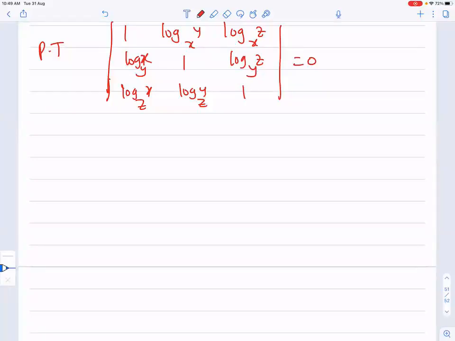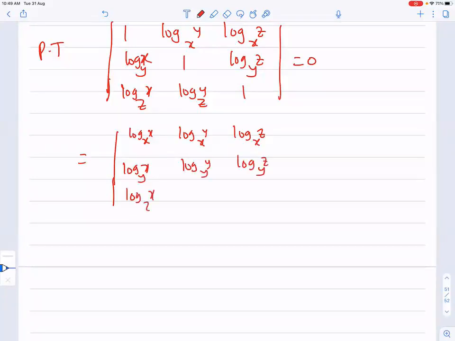Now listen. So how are we going to do this? I'm going to write this. You can actually expand through Sarrus expansion, you know, right? Even Sarrus expansion will give you an answer. But I'm going to write this as log x base x. Can we write it like that, students? Log y base x, log z base x; log x base y, log y base y, log z base y; log x base z, log y base z, log z base z.